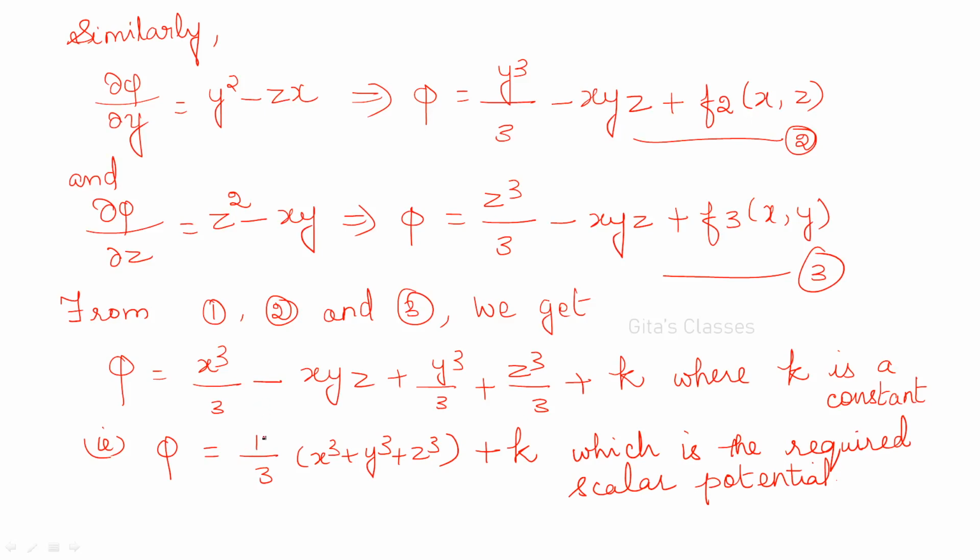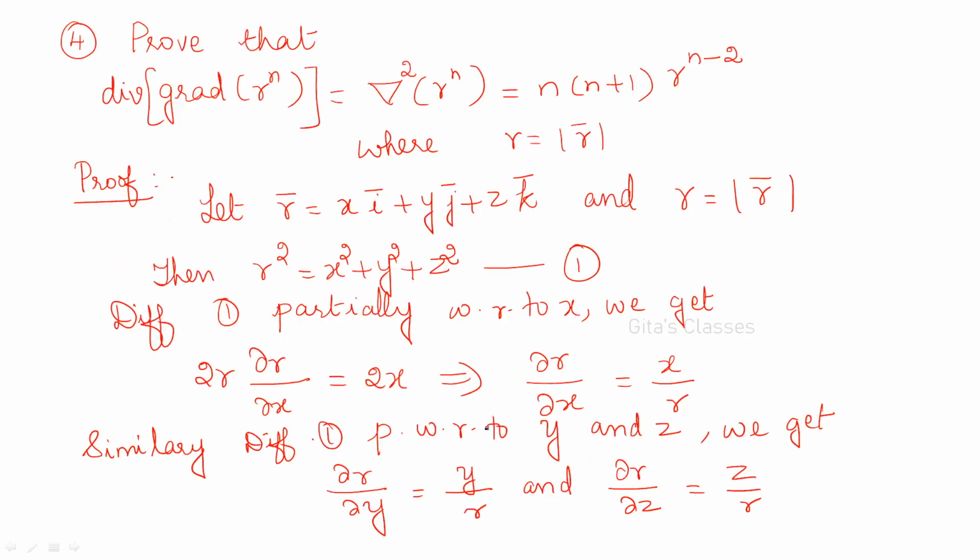Combining these three, 1 by 3 into x cube plus y cube plus z cube plus the constant k, which is the required scalar potential. So when you are writing the scalar potential, you write all the functions from the first equation, and from the second and third without repetition. You keep on adding the terms.